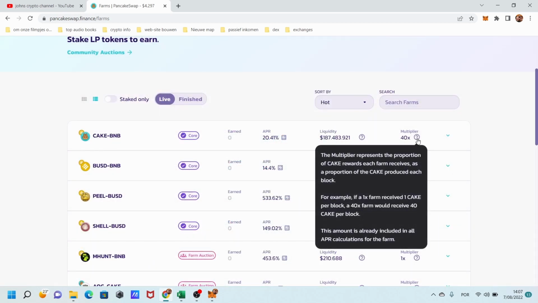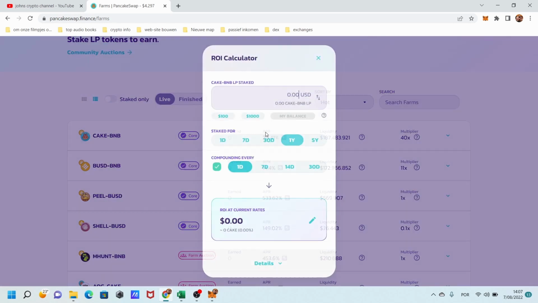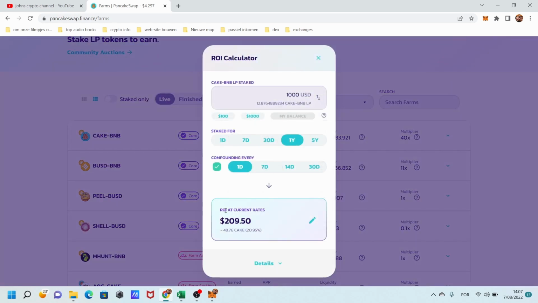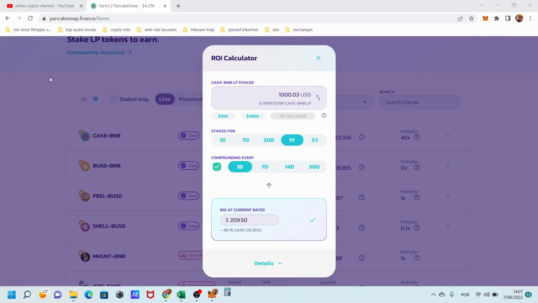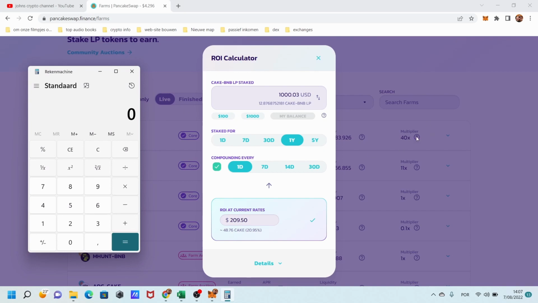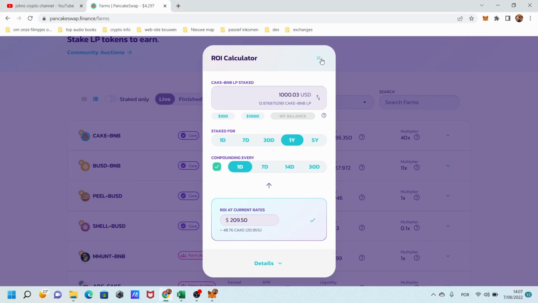But at this point, it gets a 40x multiple. That means instead of getting $200, you would get 40x that. So if I calculate this right, that's quite a nice amount, at least as long as this multiplier is up here. So you would earn $209 x40 if this stays on for a long time. That means you would make $8,000 by the end of the year instead of $1,000. That's an 8x, which is very nice for just putting in $1,000.